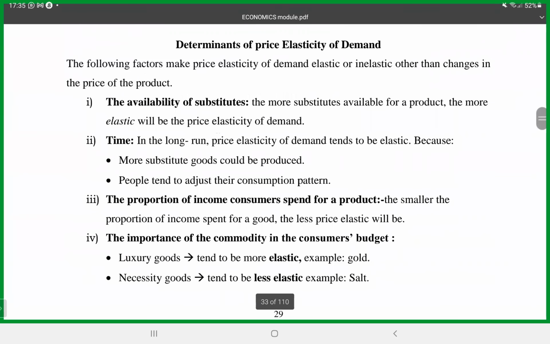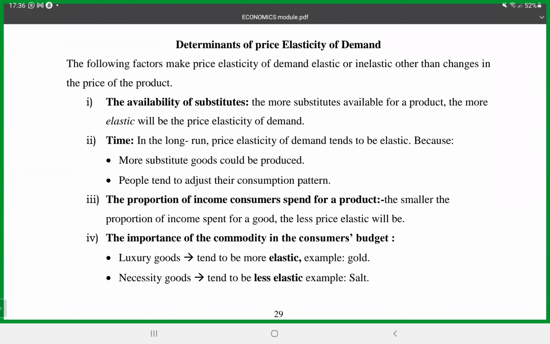There are basically some factors affecting the price elasticity of demand, all right? Those factors that affect the coefficient of the elasticity of demand. And they include the following. Number one, the availability of substitute goods.